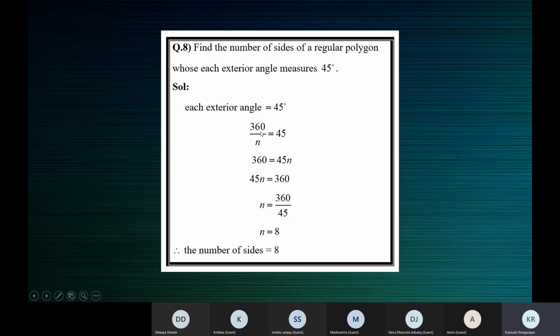Cross multiply. 360 is equal to 45n. You can also write it as 45n is equal to 360. Just take this here and bring this here. N is equal to 360 by 45. On simplifying this, using the tables of 5 and 3 and all that, you get n is 8. That means the number of sides is equal to 8. So it is a regular octagon.